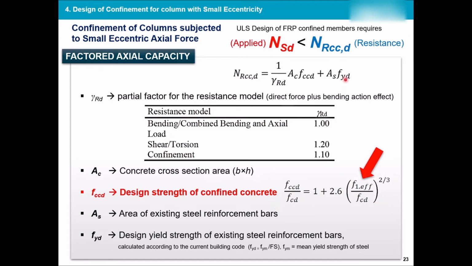Now, all of these points are easy to calculate and we have them. The only issue is FCCD. As you can see, the FCCD formulation has FCD on both sides and F1 effective on one side. So let's see how each of these are calculated.